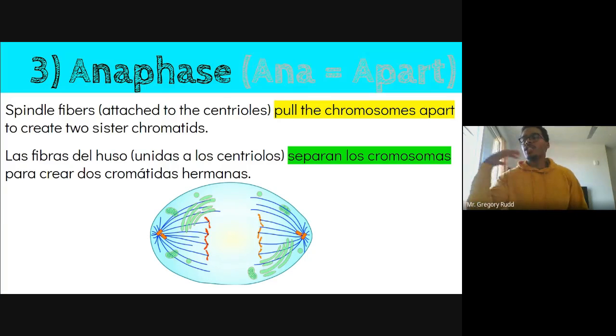And the thing that's actually doing the pulling is the centriole. It's reeling that spindle fiber back in. And on the other end of that spindle fiber is a sister chromatid.